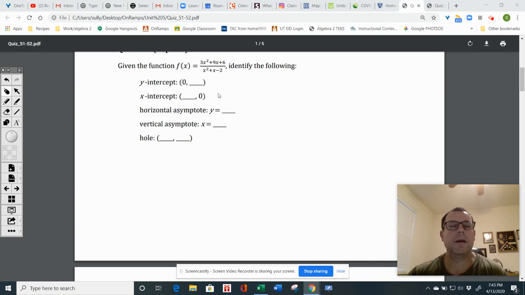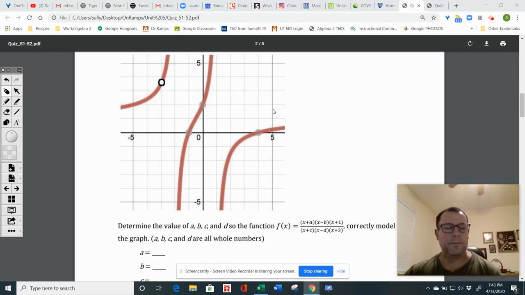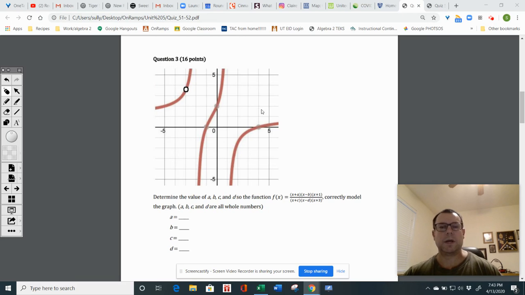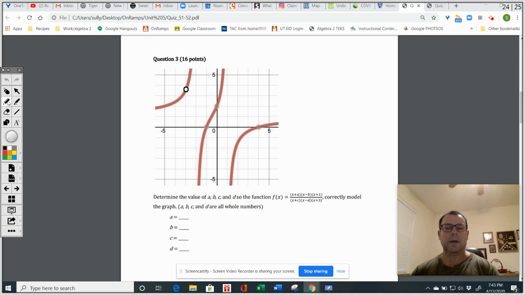Hopefully this is okay for you guys. Change my scale here a little bit, zoom out so we can kind of see everything. And this is a problem I like. So we've got this function. Determine the values of a, b, c, and d so that this function, f of x equals this mess, correctly models the graph, where a, b, c, and d are all whole numbers.